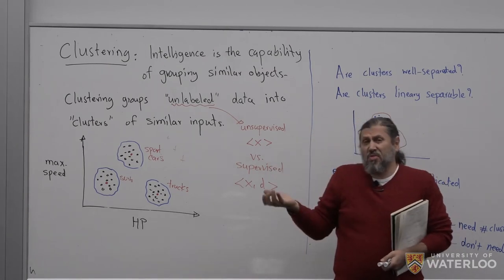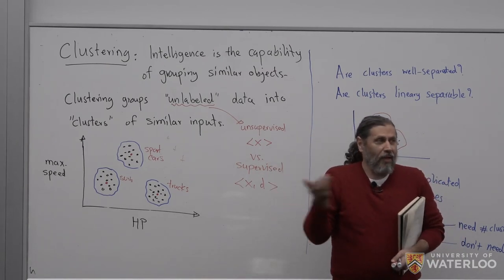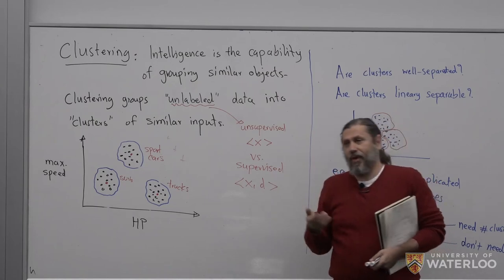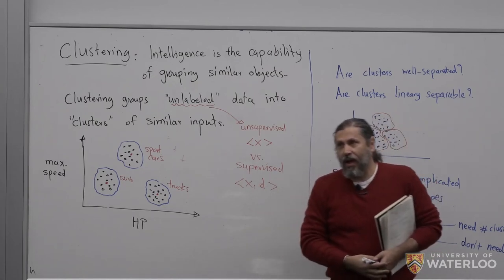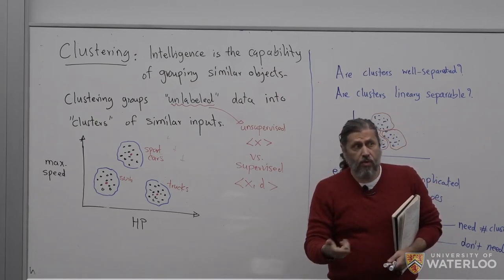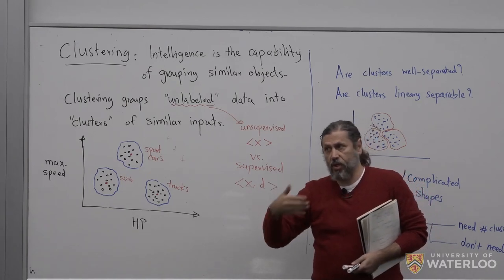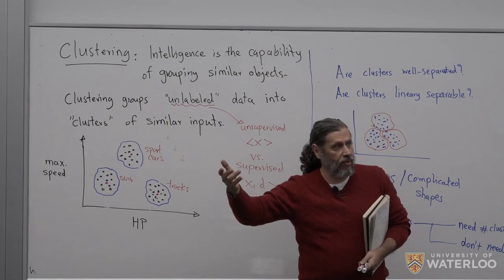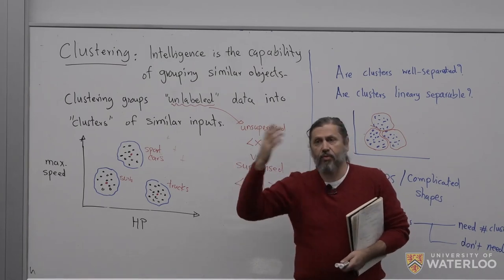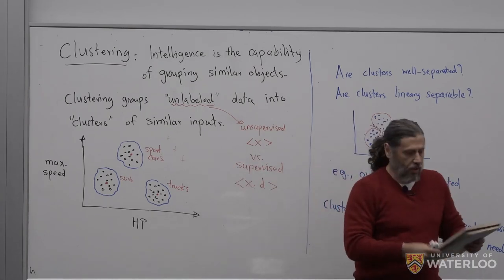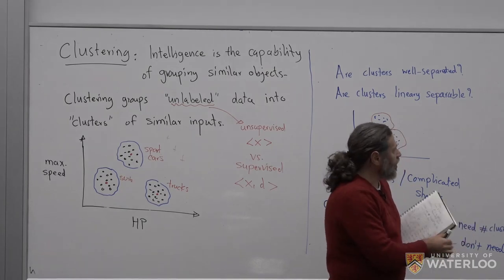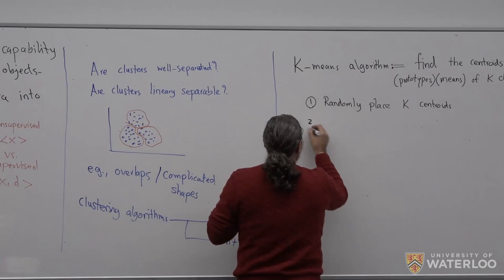Why do we do that? Because we have no idea. We don't know where to start. You have to start somewhere. We will do that when we get to neural networks. We don't know where to start because the solution space is very difficult, so we start with random guesses. The entire network is configured with random weights. So you randomly place k centroids.